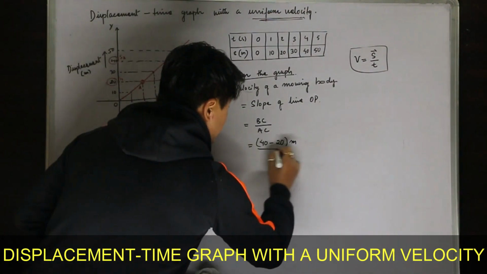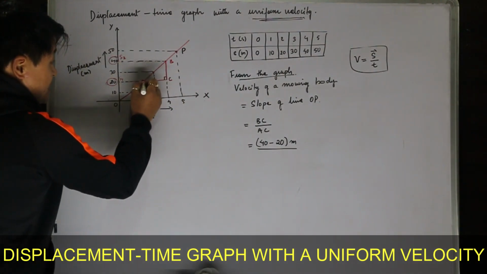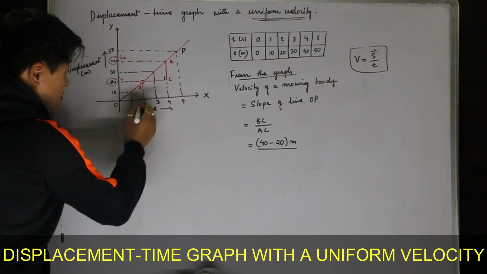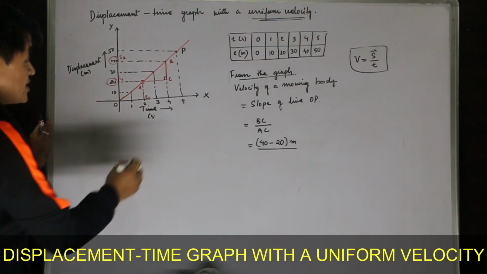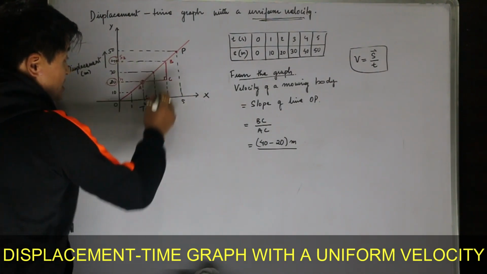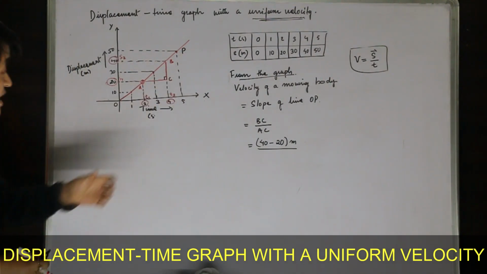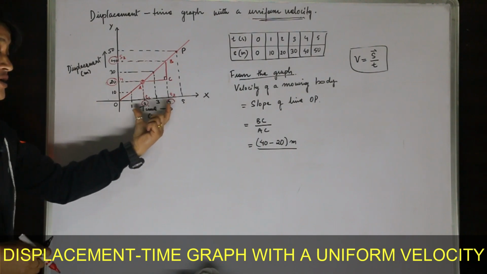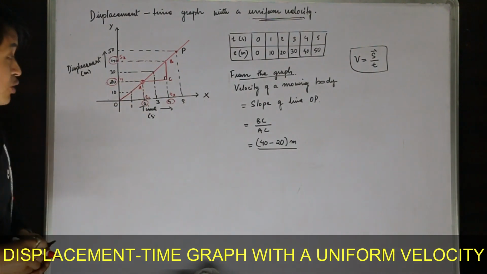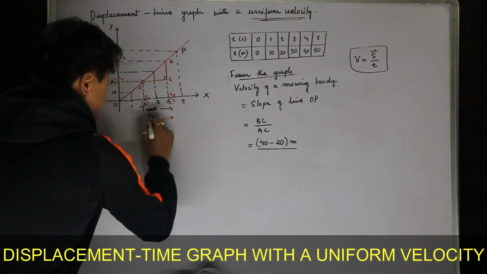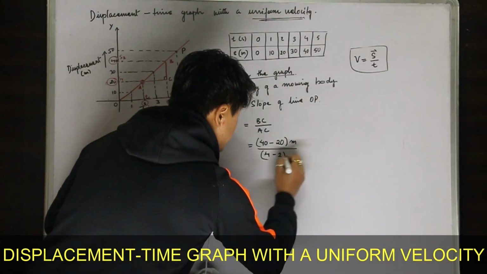And if you have to find how much time is taken, when the body reached point A, the time is 2 seconds. So consider this as T1. And when the body reaches point B, the time is 4 seconds. We just have to find the total time taken by the body to reach point B from point A. What is the total time? This is the total time: 4 minus 2 seconds.